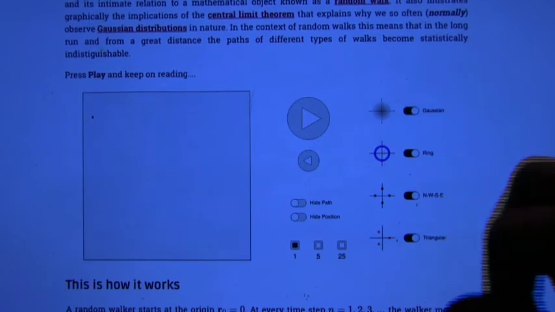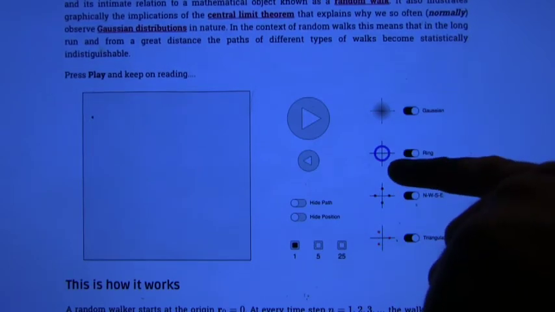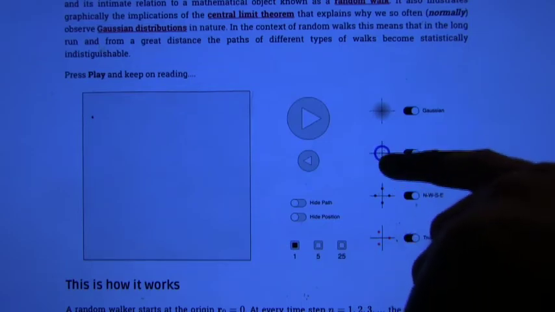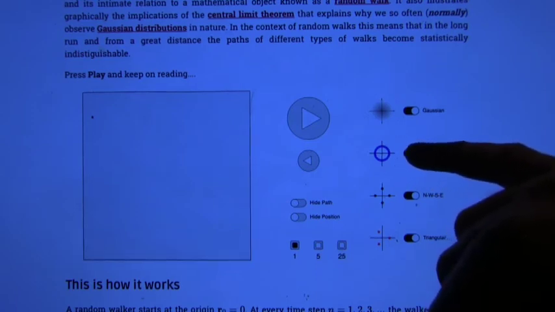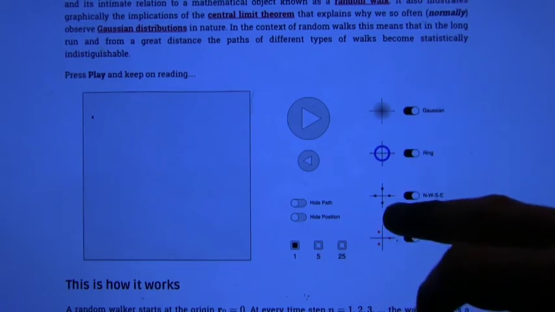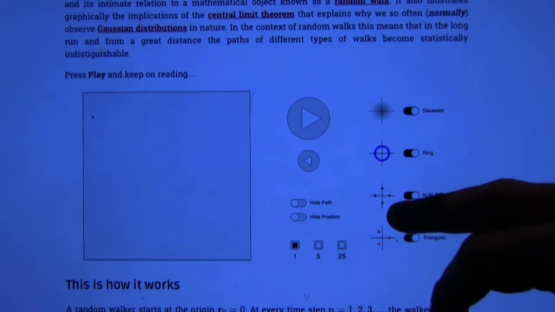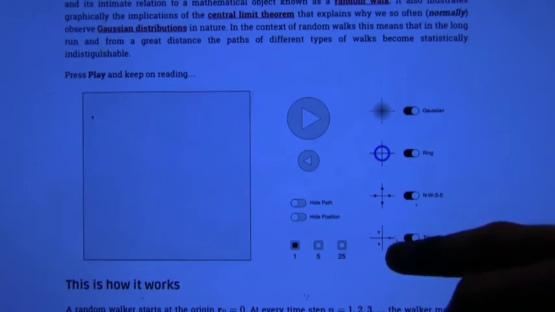Yep. This next one, it's always going to pick a point along the circle, so it's always going to go a distance of 1 unit, basically, but in a random direction. Here, this one, it's going to pick one of the 4 directions and take a step in that direction. And this one is interesting. It's going to go one of 3 directions. You see those 3 dots? Yep.